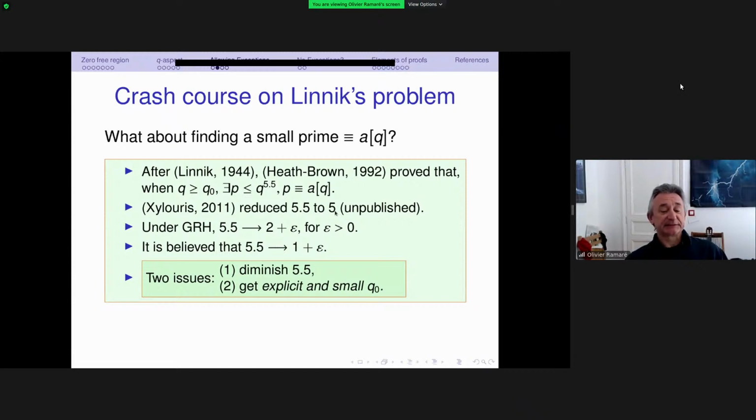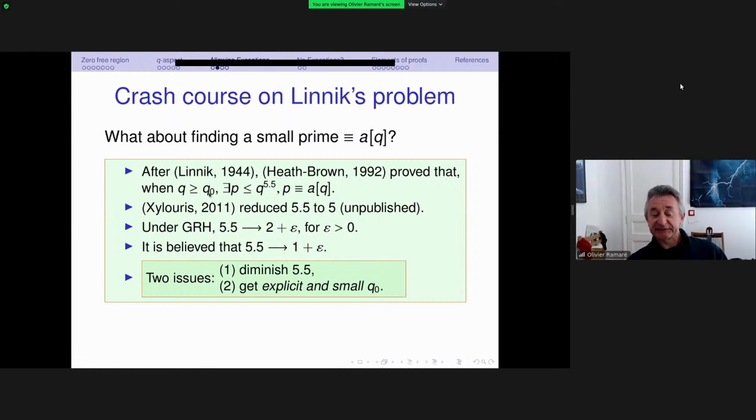And in his PhD memoir, you see 5. But let's say that we know that the Linnik constant can be taken between, let's say, 5 and 5.80. And no one has been able to give a decent value for Q naught.